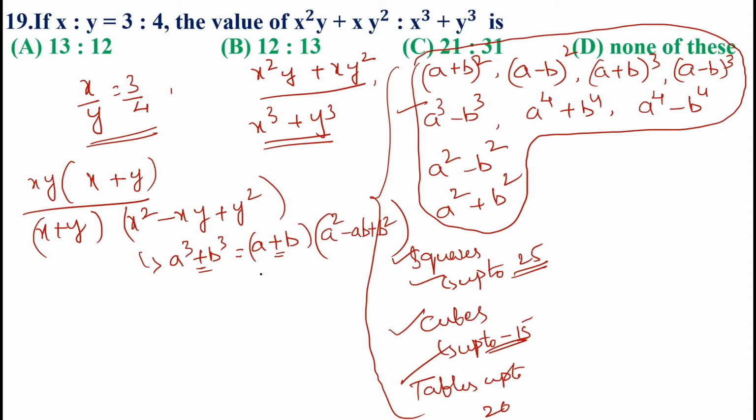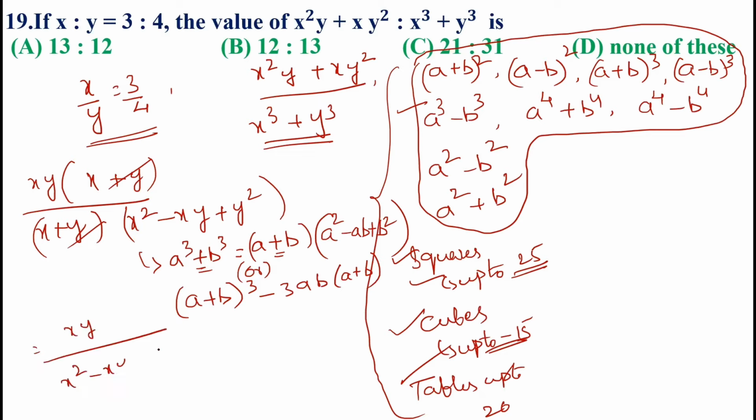Or there is another formula: a cube plus b cube is (a plus b) whole cube minus 3ab into (a plus b). These are the two formulas for this. So x plus y will cancel, then xy by (x square minus xy plus y square) will be remaining.